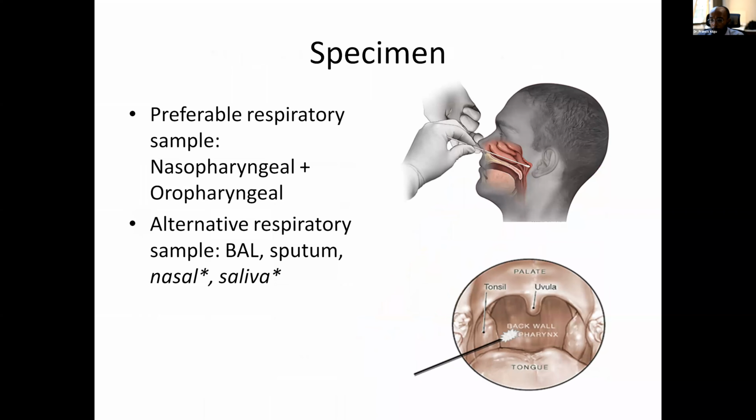So the preferred specimens are nasopharyngeal and oropharyngeal swabs, but it's also important to note that there are alternative respiratory samples that are acceptable, and these include bronchoalveolar lavage, sputum, and in some situations, some tests have been developed that can use saliva as well as nasal swabs, but these usually are not recommended for routine testing.